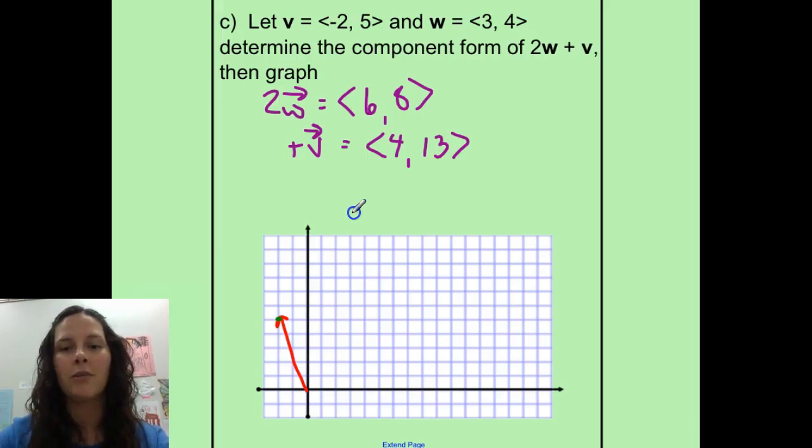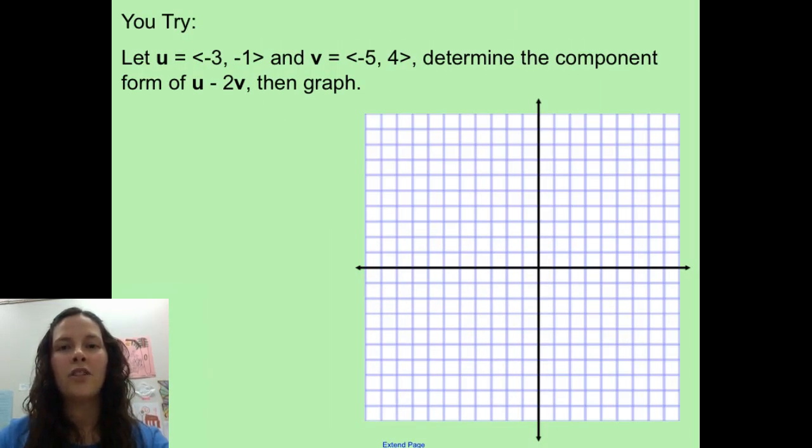It won't be in standard position. And this one doesn't quite fit on the graph. But then the addition of the 2 is from the starting point of my red vector to the ending point of my green vector. So you can see we're going right 4 and up 13. Here's a you try question for you. Please come to class prepared to start this one together.